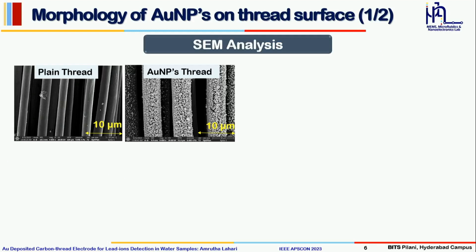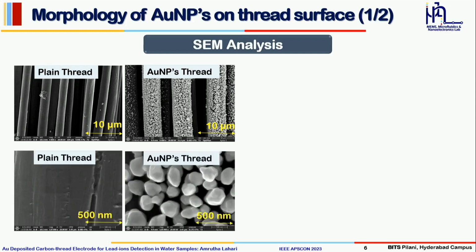The first side is the plain carbon thread, and the second side is the Au deposited thread, where you can see a very even coating of gold on the deposited thread. This evenness of the gold deposited on the carbon thread will help with repeatability and reproducibility. This is with lesser magnification, plain thread and Au deposited thread.